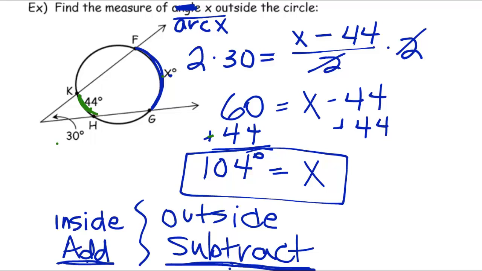If my vertex is on the circle, then it's just half of the arc. I just take the arc and divide by 2. And if my vertex is in the center, then the angle measure and the arc measure are exactly the same.